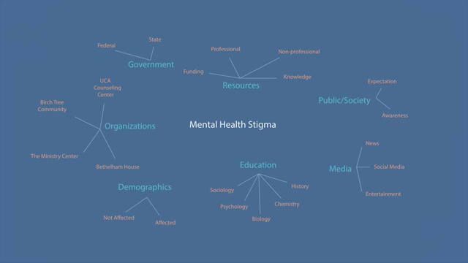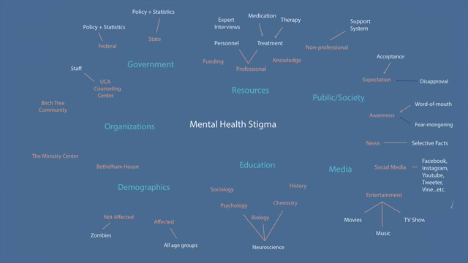For example, the government. If you think the government doesn't play a role in why stigma is still around, you'd be wrong. They're split into federal government and state government, and each one is further split. I'll talk a little bit about that later. As for the public and society, there are expectations on how people should act, and their awareness about mental health. Each of those contains even more elements. I'm not going to go into detail on all of these, but just for example, with social media and entertainment, you have various sources where the mental health stigma can be propagated. So it's definitely a very complex issue.